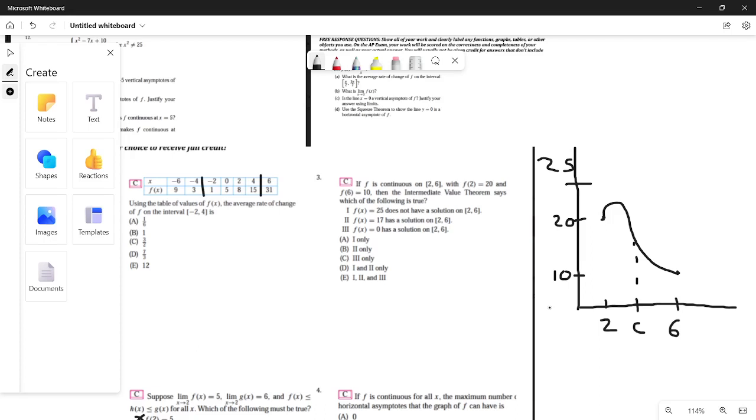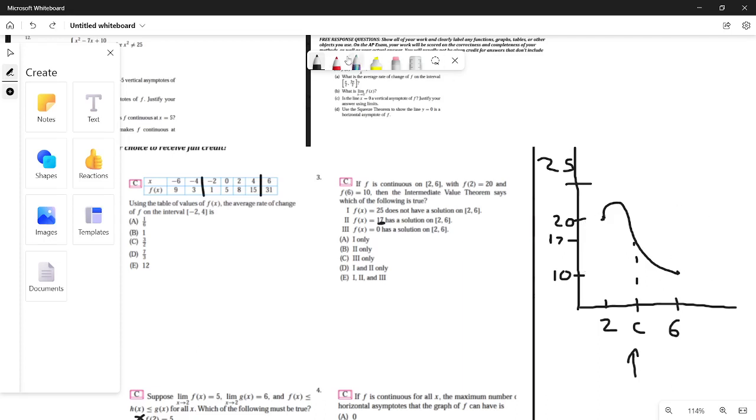So if f of x, 20 and 10 is the higher and lower bound from 2 to 6, there's going to be a value of x in between where f of x is equal to like 17, because that's between those two. If you look at my graph, there must be a solution for it, because it has to get from one value to the other, right?